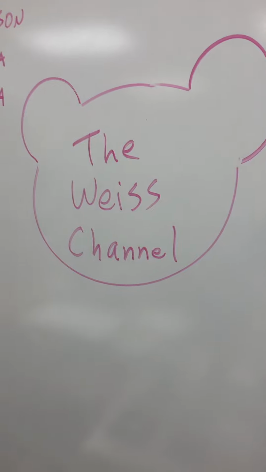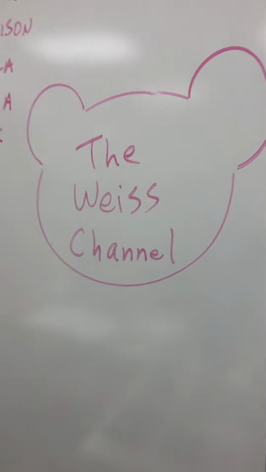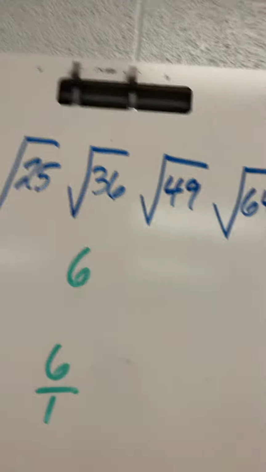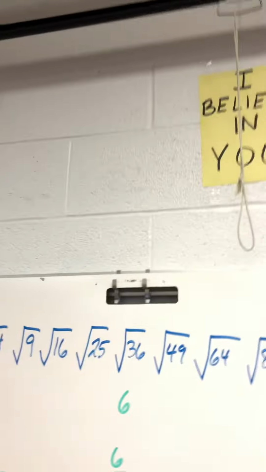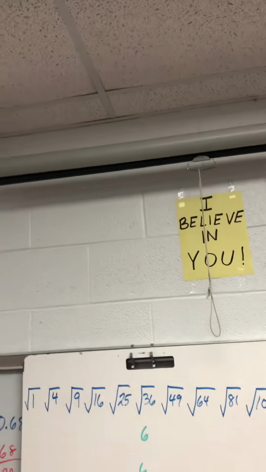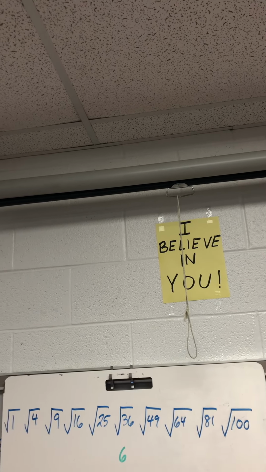Today we're going to talk about rational and irrational numbers. I'm going to start over here and talk about these numbers right here. These numbers are called perfect squares, right?